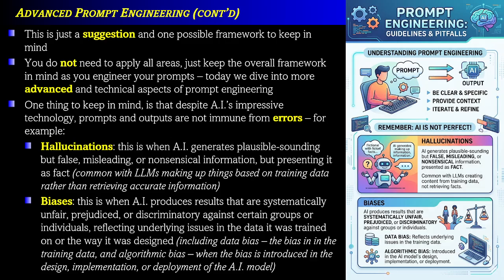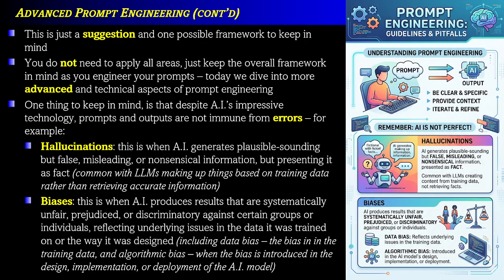So one thing to keep in mind is despite AI's impressive technology, prompts and outputs are not immune from the errors that come up in AI. So here's a look at 2 big examples. The first is hallucinations. This is when the AI generates plausible sounding, but false and misleading or even nonsensical information, but it presents it to you as fact. Common with a lot of large language models that make up things based on the training data rather than going out and retrieving accurate factual information.